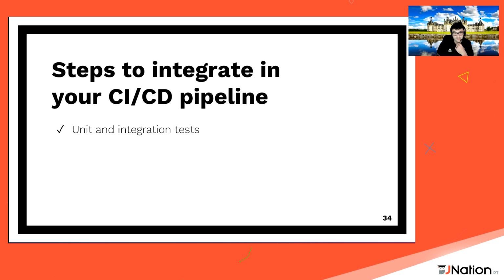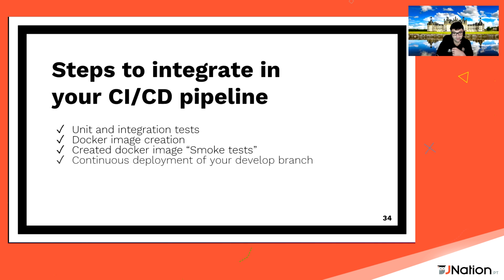You will have to use unit and integration testing. You can also implement performance testing, functional testing, and so on. In your CI/CD, you could also create your Docker image for every push. Then you can implement a smoke test of your new fresh Docker image. Then you can implement a kind of continuous deployment of your develop branch or your feature branch, depending on what you need and what you can expect.